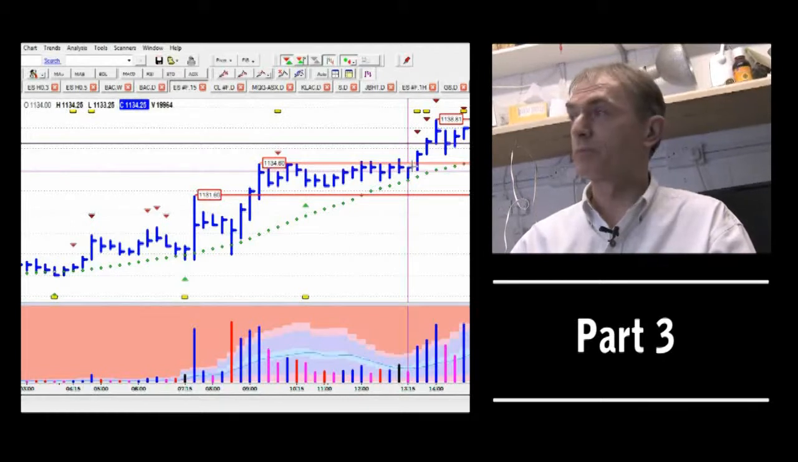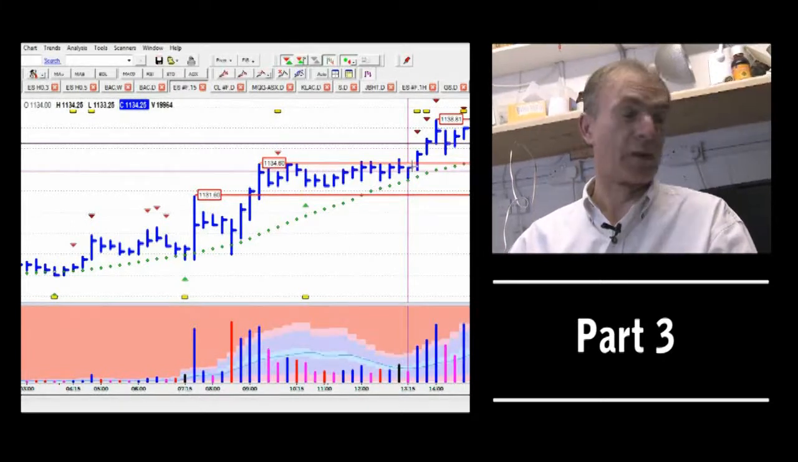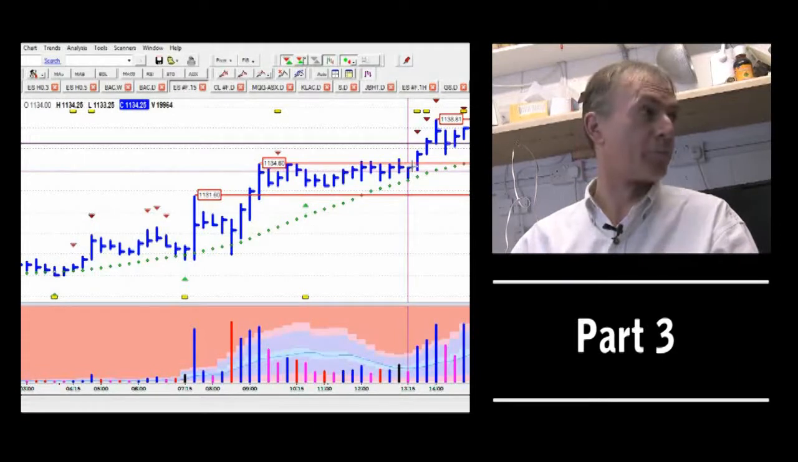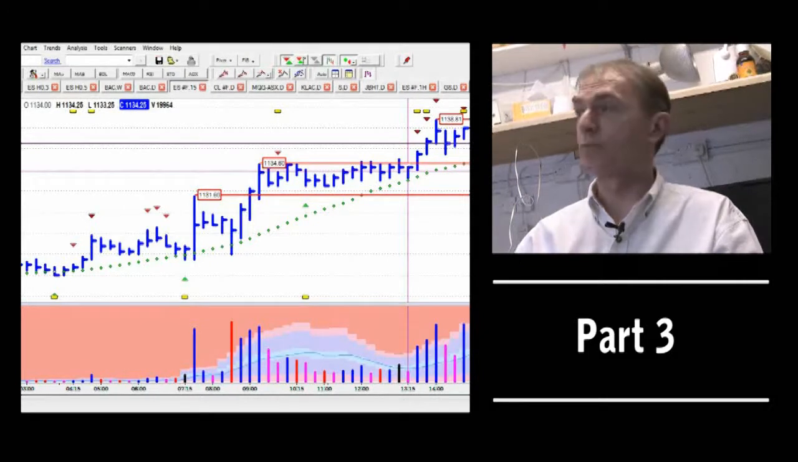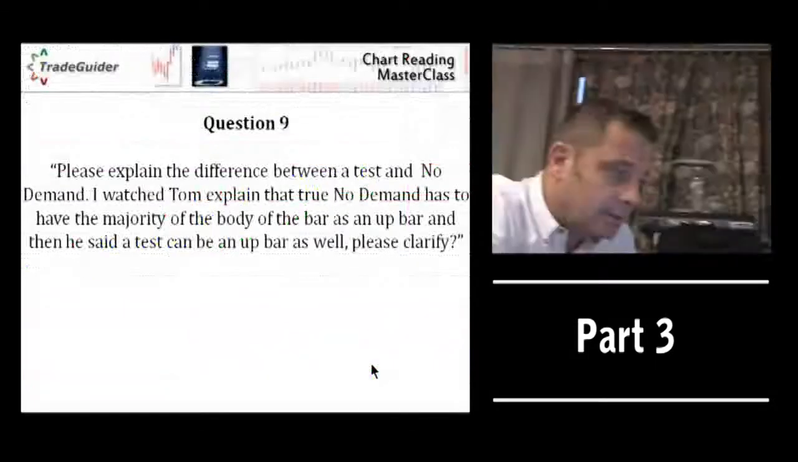Perfect. And the next bar then closes up, and that confirms it. So it couldn't be no demand. With no demand, you would expect the price to close lower, but it couldn't be. Or a failed test, if it was failing. So there we are. Let's just see if that answers the question. Good. Excellent. If there's any questions on tests, now is your time.